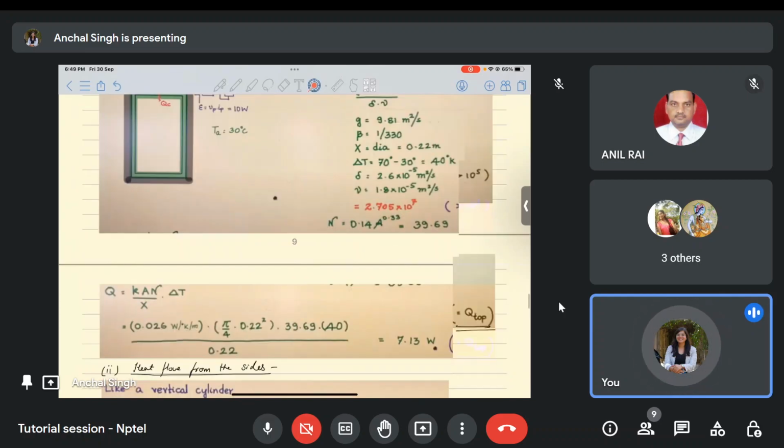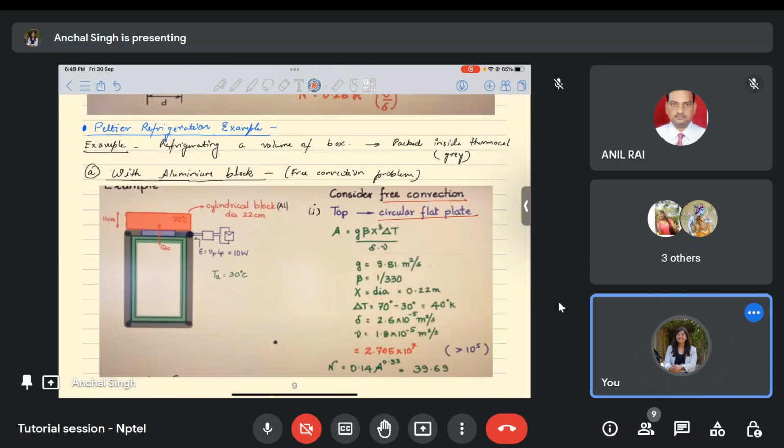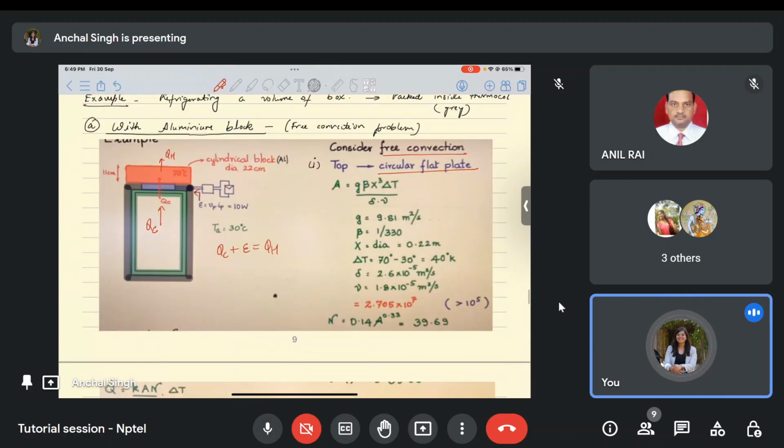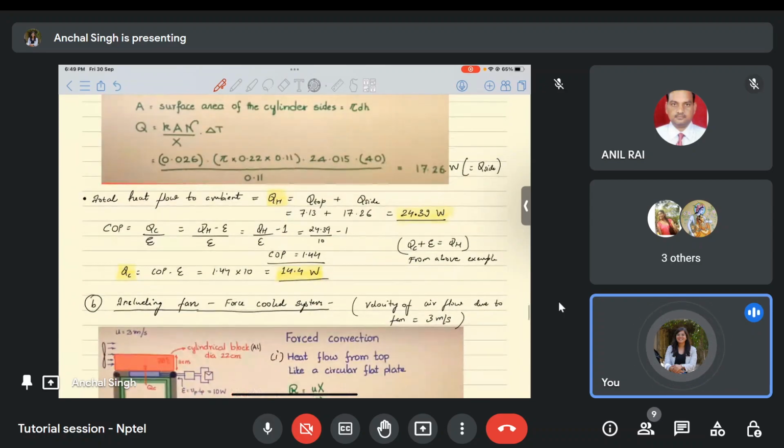Now, from this diagram, we know that QC is the amount of heat that this Peltier module is pumping. E is the electrical input, and QH is this heat that is dissipated by the aluminum block into the atmosphere. So we know that QC plus E will give us QH. That means QC is equal to QH minus E. So when you substitute the same here instead of QC, QH minus E, then you obtain the expression. And when you substitute these values, you obtain the coefficient of performance. And using the coefficient of performance, you can obtain the value of QC.